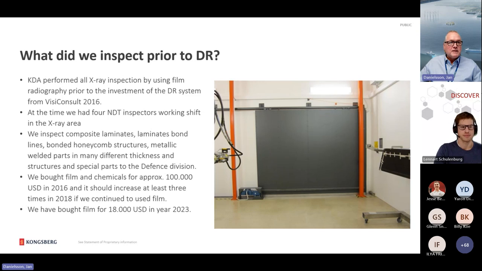We inspect composite laminates, bonded lines, bonded honeycomb structure, and metallic welded parts in many different thicknesses, and special parts for the defense division. We bought film and chemicals for approximately $100,000 in 2016, and it would have increased at least three times by 2018 if we continued to use film. Now we bought film for $18,000 in 2023.